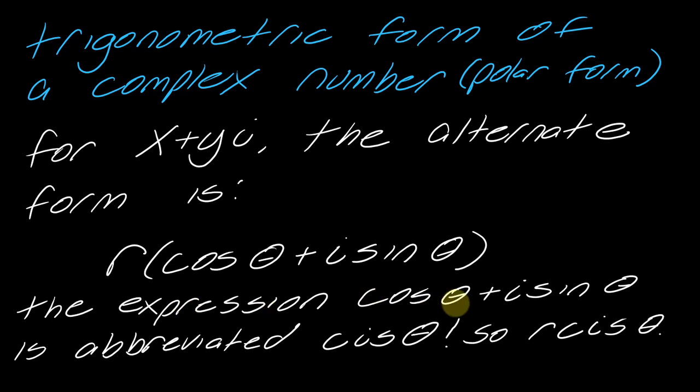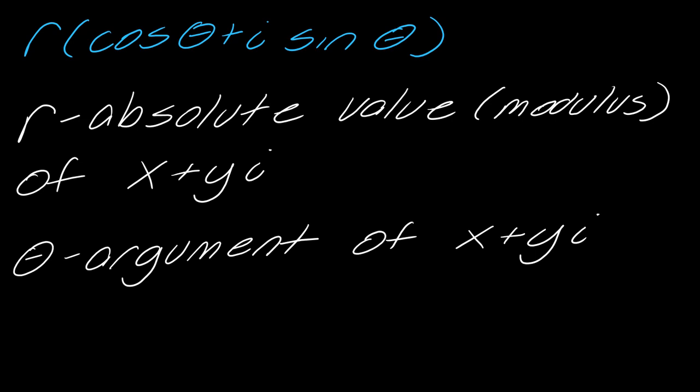And this expression, cosine of theta plus i sine theta, is abbreviated as cis theta. So we could rewrite this entire expression as r cis theta. Okay, just a couple other things about this. In this form, r is what we call the absolute value or modulus of x plus yi, and theta is what's known as the argument of x plus yi. Those are the terms.